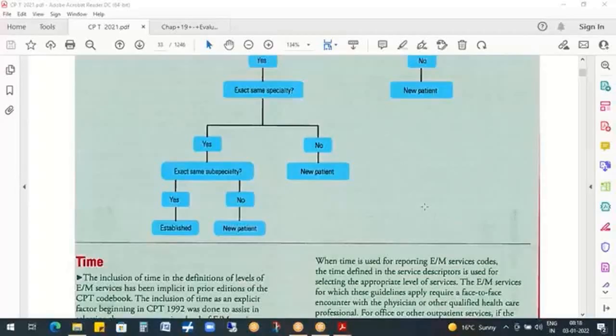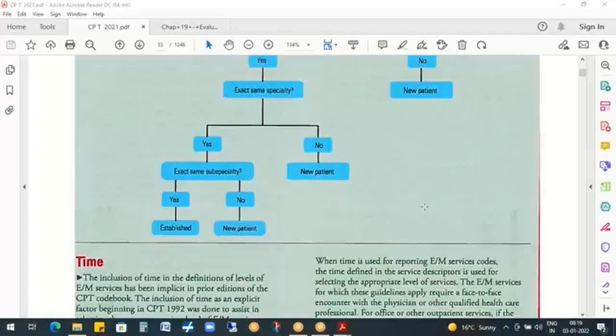That means the new or established patient definition is based on 3 parameters. First one is time period. Second one is same specialty. Third one is same subspecialty. Now listen to the question and tell me.